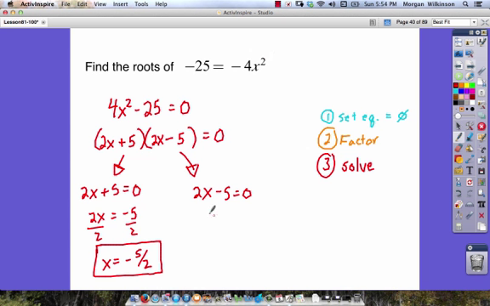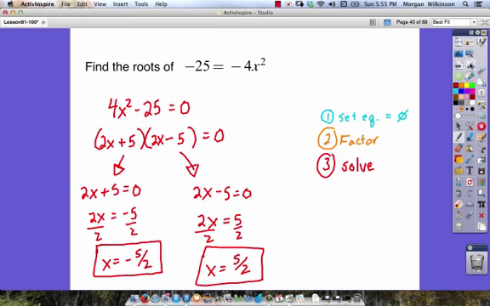Now we're going to add 5 to our second equation. So 2x is going to equal 5. We'll divide by 2 and divide by 2 to get x is equal to 5 over 2, or 2.5. So we've got our two answers. We set the equation equal to 0, we factored, and then we solved.